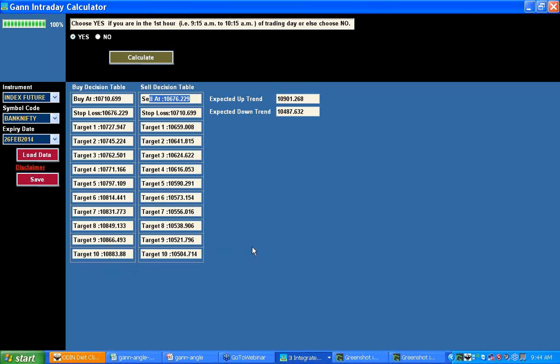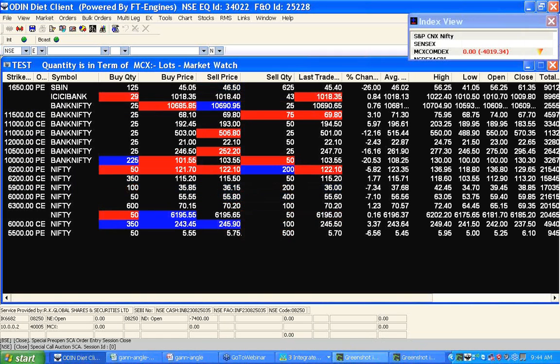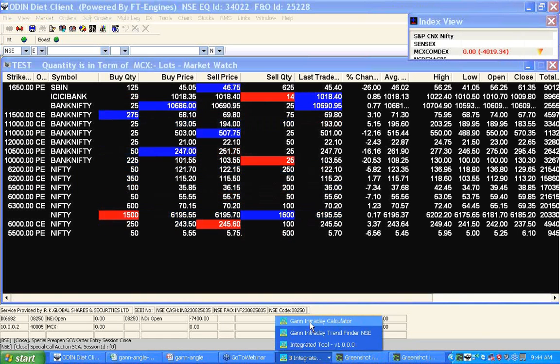11 levels of trend line, as I told you. So till 10 levels we are giving you. Currently no breakout is given at 10,687. So take note of this also.